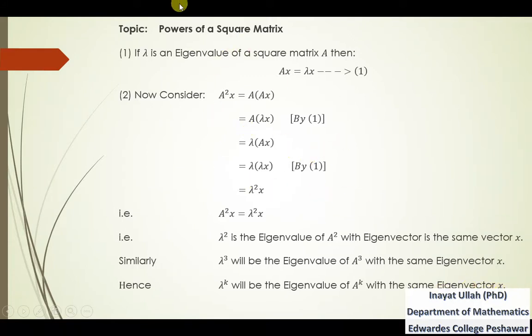Whenever we need to find the eigenvalues and eigenvectors for a power of a matrix, first of all we find the eigenvalue of that matrix and then obtain the square or cube, whatever we are asked, to find the eigenvalues for that power of A, and the vector will not be changed. The vector will be the same as for the given matrix A. This slide is a very important slide.